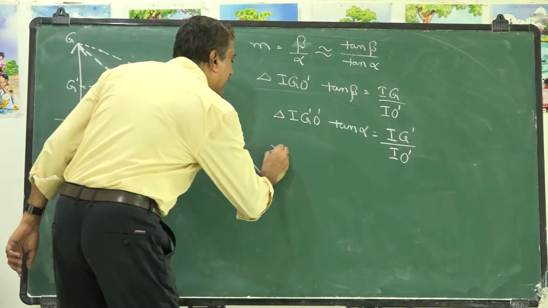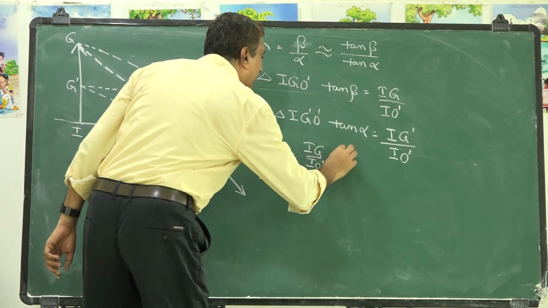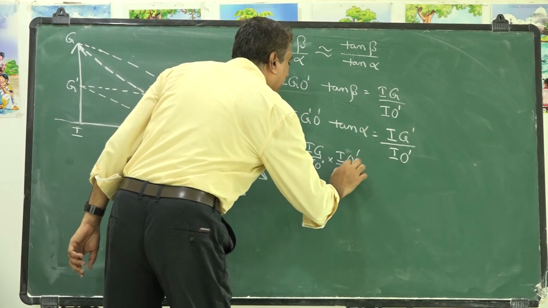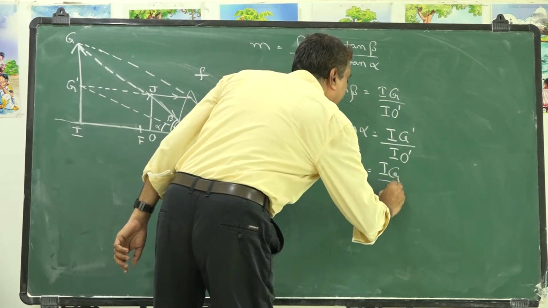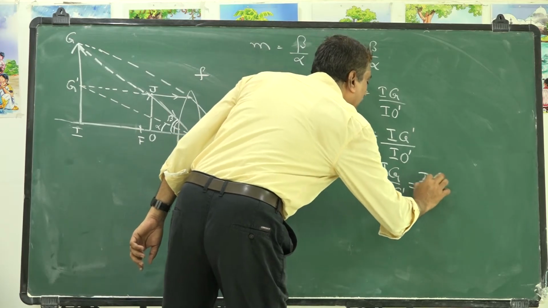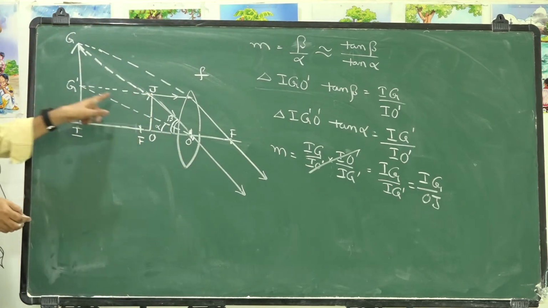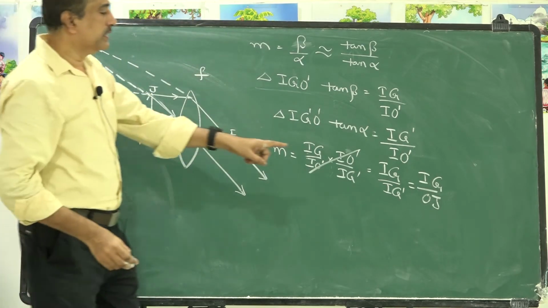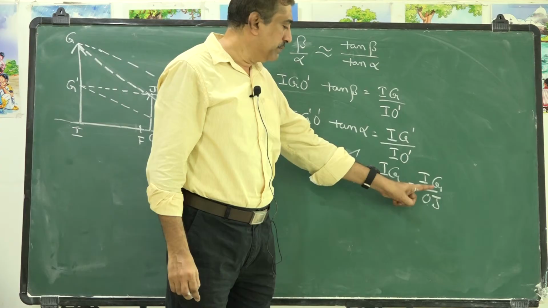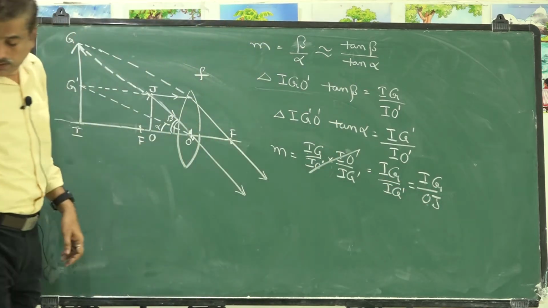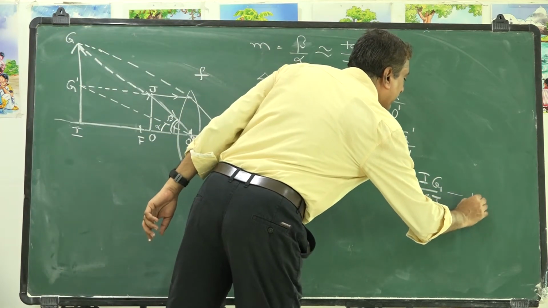Therefore, M is equal to I G by I O dash into I O dash by I G dash. So you can cancel this, equal to I G by I G dash, and that is equal to I G by O J, because O J is equal to I G dash. So this is I G by O J, that is simply magnification is equal to the height of the image by the height of the object. Now we take it as equation 1.